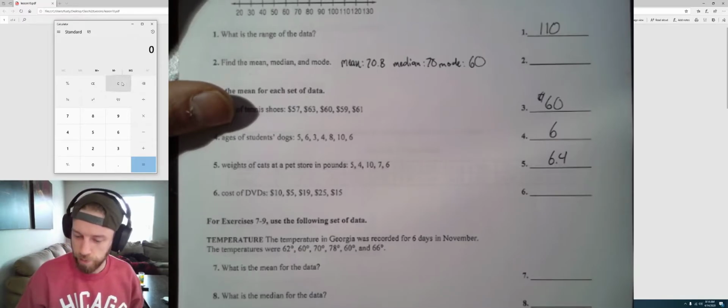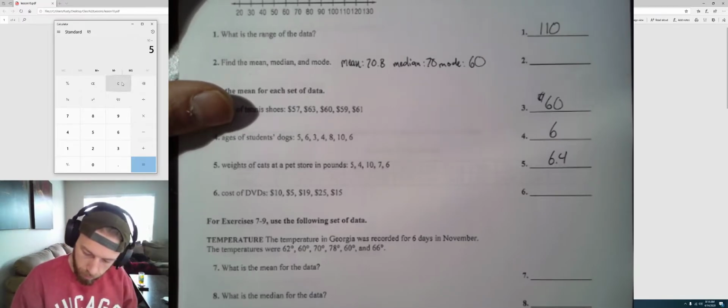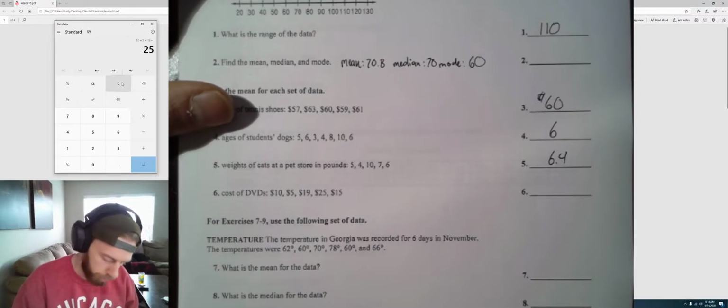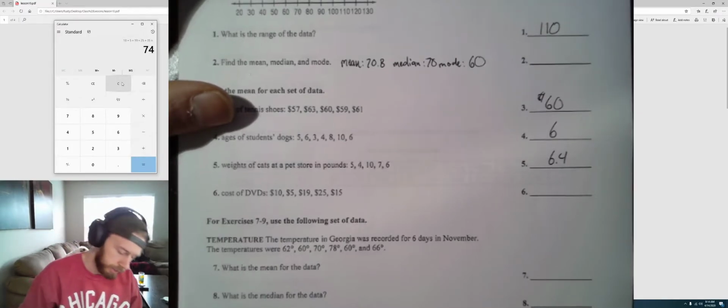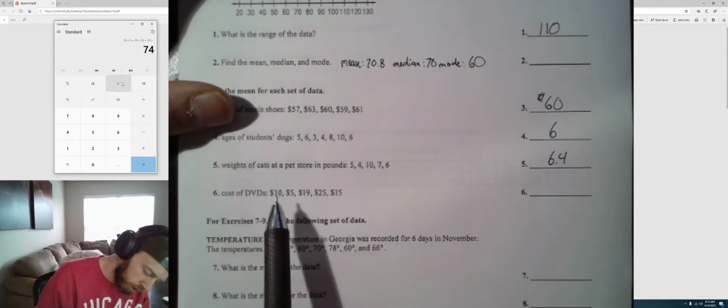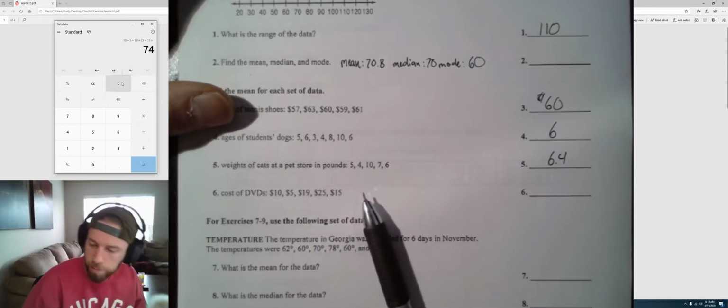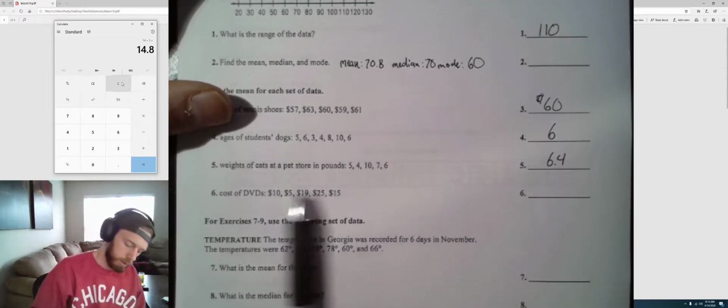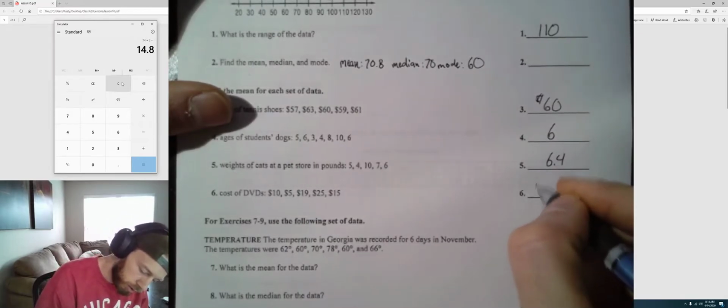Anyway, DVDs here. Cost of them. $10, $5, $19, $25, and $15. Add all those up, you get 74. But you take that and divide it by how many DVDs there are. 1, 2, 3, 4, 5 of them. The average cost of those DVDs, $14.80.